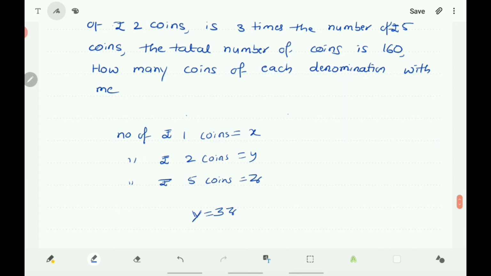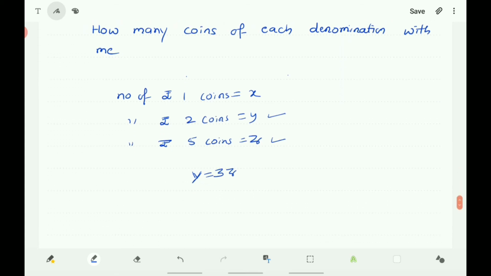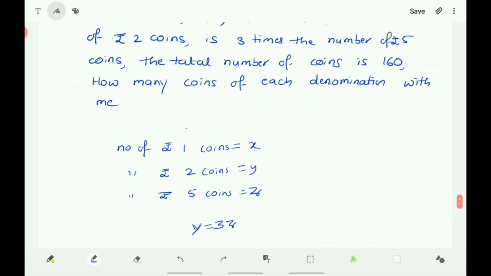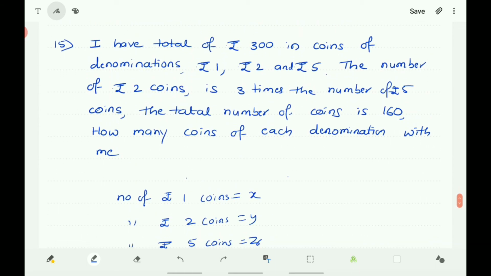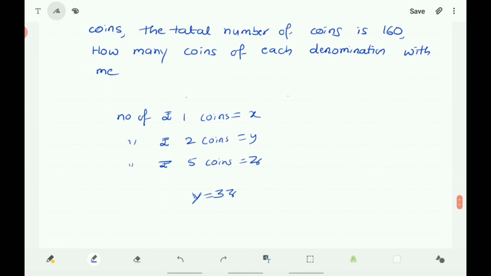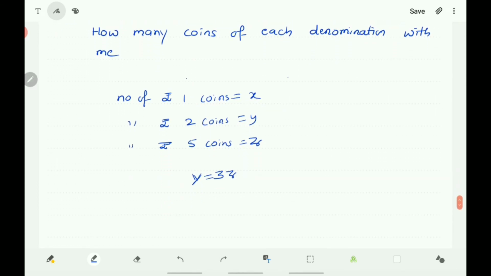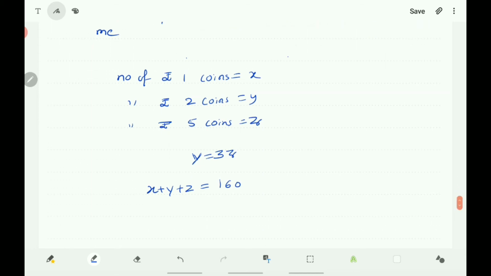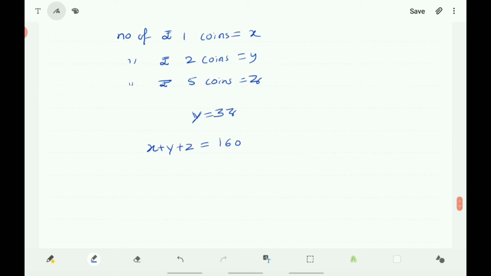So what is given here? Number of 2 rupees coins is 3 times the number of 5 rupees coins. So we have taken y is equals to 3z here. Now also here totally how many coins are there? 160. That is x plus y plus z is equals to 160. That is number of 1 rupee coins plus number of 2 rupees coins plus number of 5 rupees coins is equals to 160. 160 coins are there.